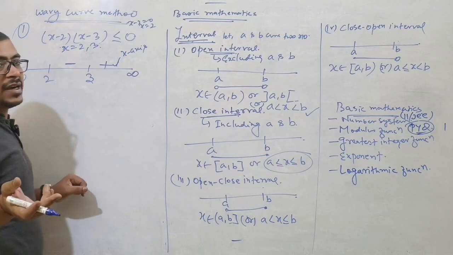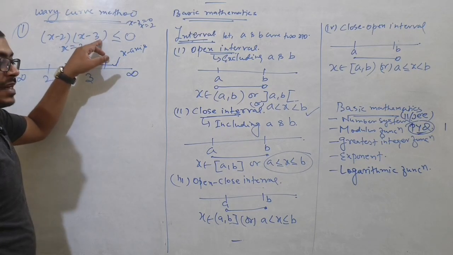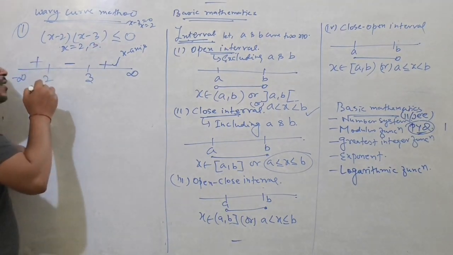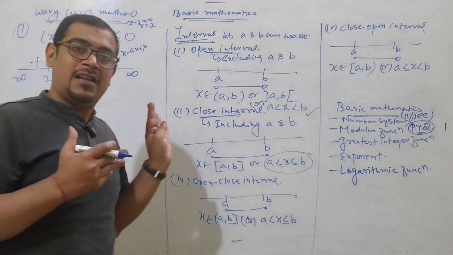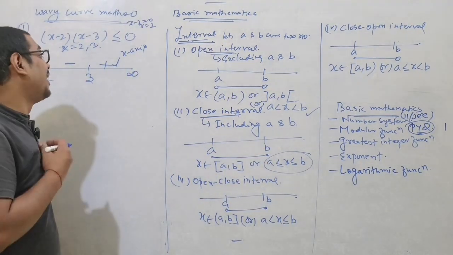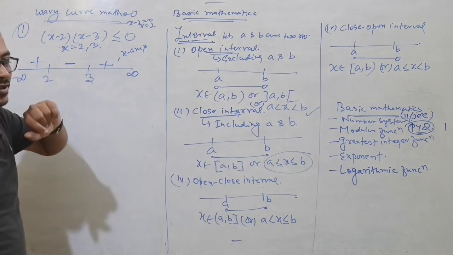And below 2, any number you can take, say 1. So 1 minus 2 is negative and 1 minus 3 is negative. Negative into negative is positive. Okay, sir, it is simple. We took the value and got the answer. But this is only for your help, not for big questions.